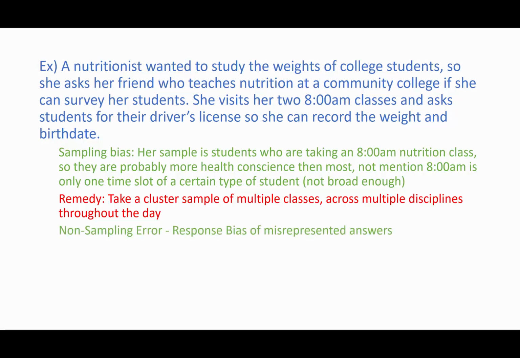The other real issue is a non-sampling error. In this case, she has a response bias by misrepresented answers. With the driver's license, we know that people are not always honest on their driver's license weight. So the way you remedy this is to weigh them. Now, if they're really scared, or you're concerned that maybe people would be scared to get weighed, you could try to do some sort of anonymous survey where you give a range of weight so they might feel more comfortable not giving specifics. But the idea is we're trying to get accurate data, and the way to do that is to actually weigh the students.